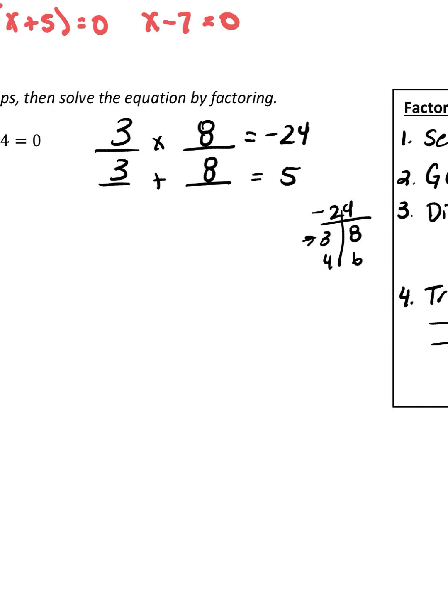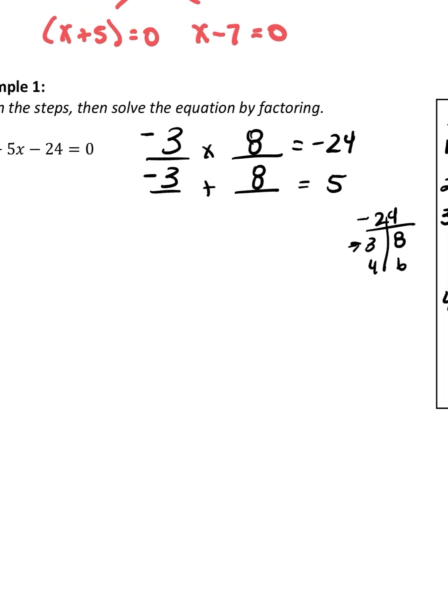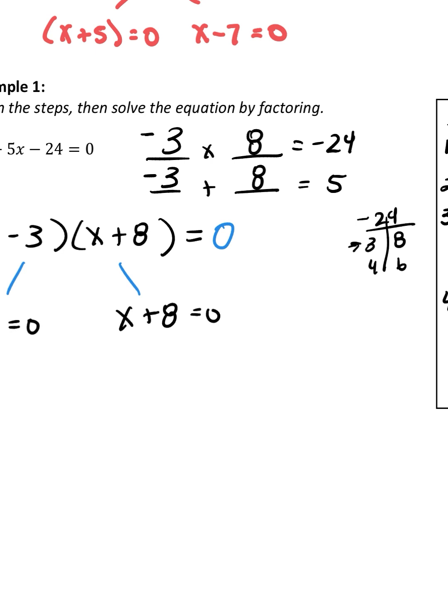And the problem is I've got to somehow make it a negative 24, but a positive 5. So I'm thinking we're going to have a negative 3 here. That's going to work for both of those. So when I put this together, x minus 3, x plus 8, don't forget it has to equal 0. All right, now we're going to do choo, choo, and you're going to set both of these, x minus 3 equals 0 and x plus 8 equals 0.